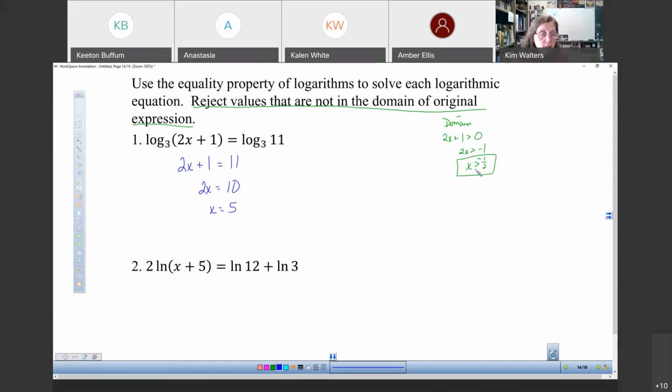Is 5 greater than negative 1/2? Yes, it is. So this is my solution. Done. See? And you were worried because you thought we were going to have to do all kinds of work to equate those bases.